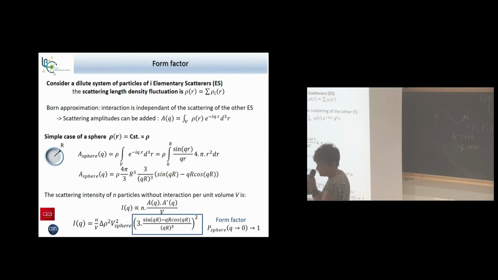And the scattering intensity is the square of the scattering amplitude. So in this way, you recover the form factor of a sphere. The form factor of the sphere is very simple. It depends only on the size, on the radius of the sphere, and it goes to 0 at a very low Q value.